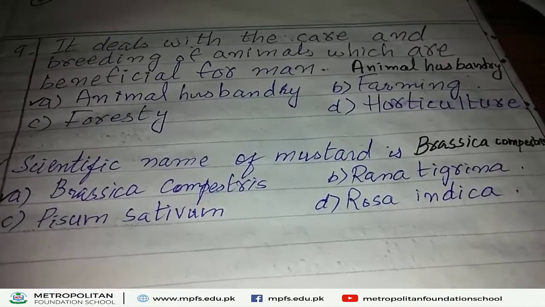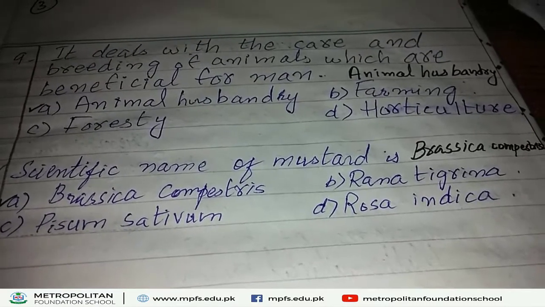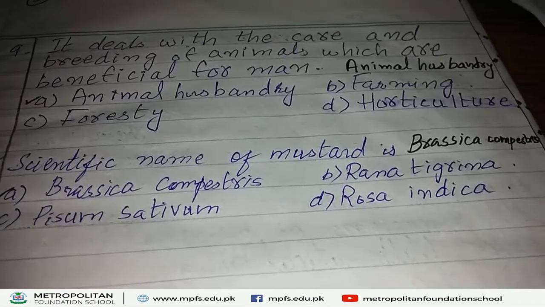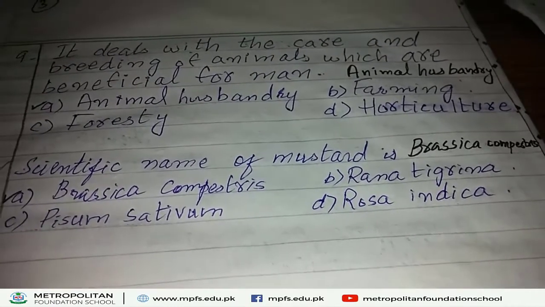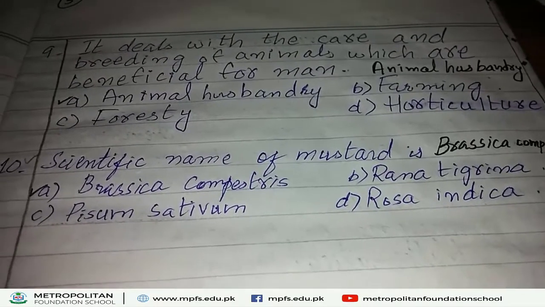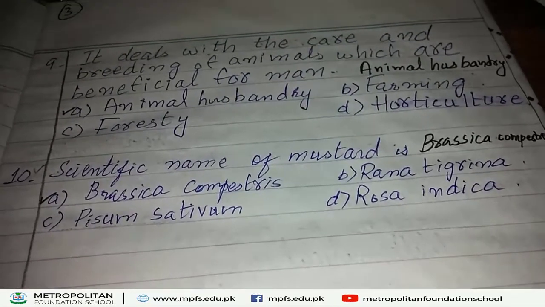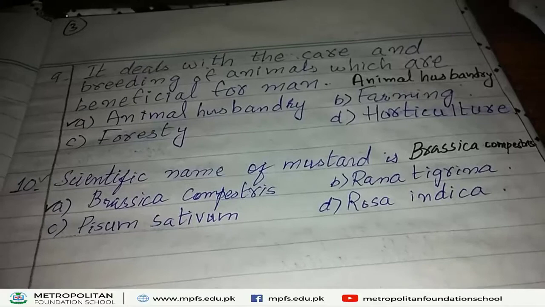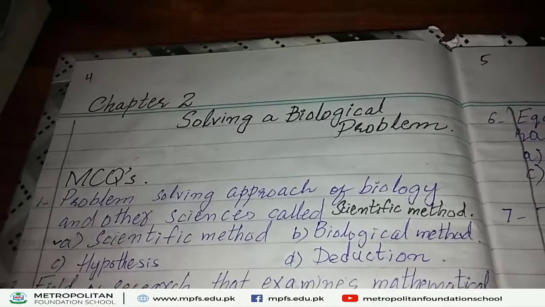Mustard is a common name and it is locally called sarso. And the scientific name of mustard is Brassica campestris. Now students, I hope you understand MCQs of chapter number 1. Now we discuss MCQs of chapter number 2, that is solving a biological problem.